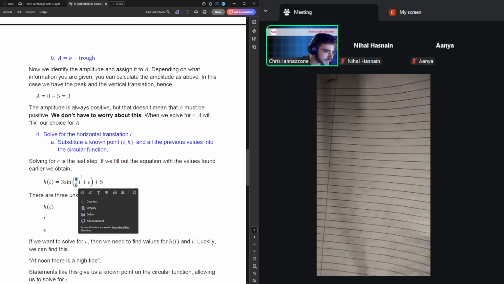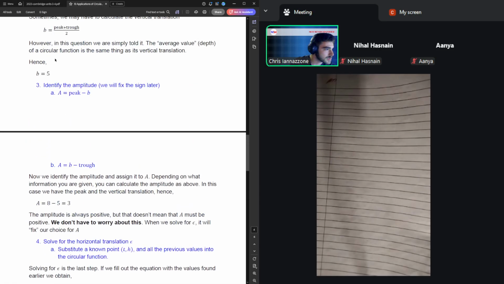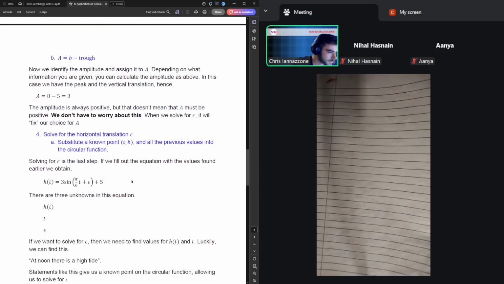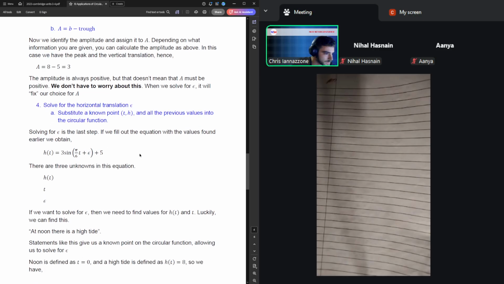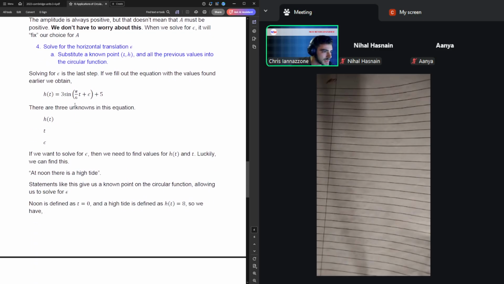It's going to go in there. We have found our capital A value, 3. That's going to go there. And we have our B value of 5. That's going to go there. Only thing left is your h of t, your t, and your epsilon, that little e looking symbol there.